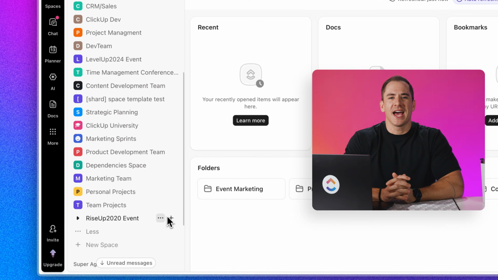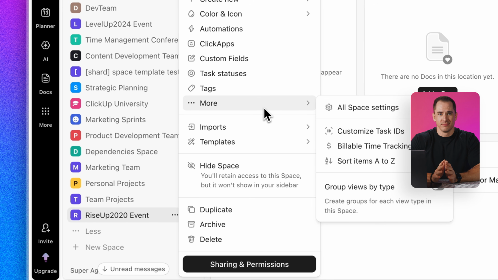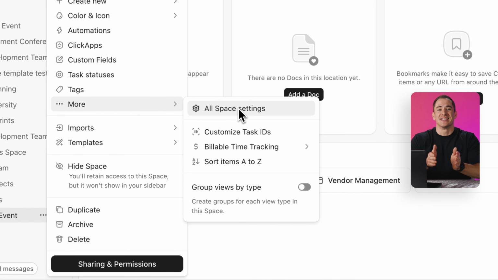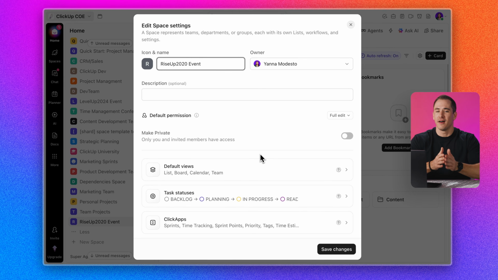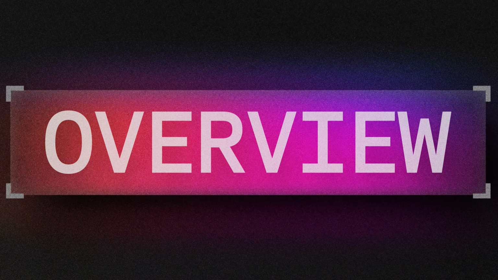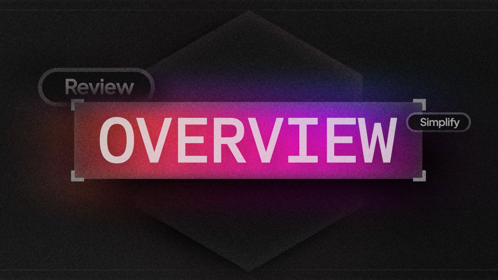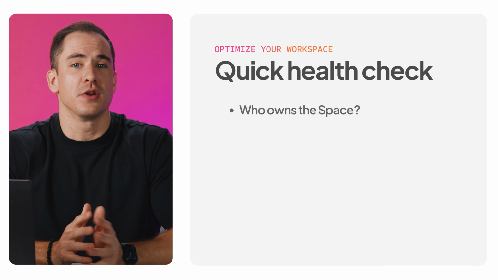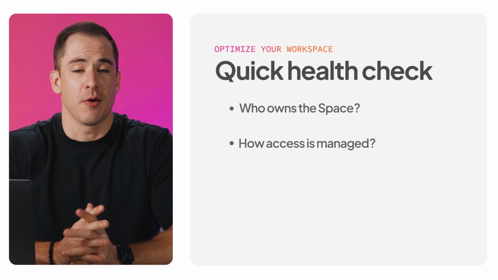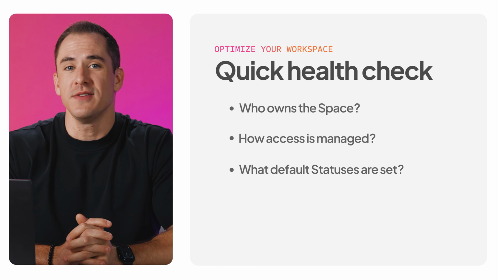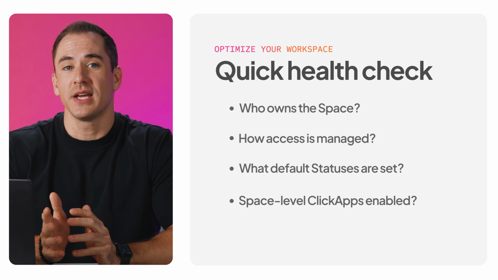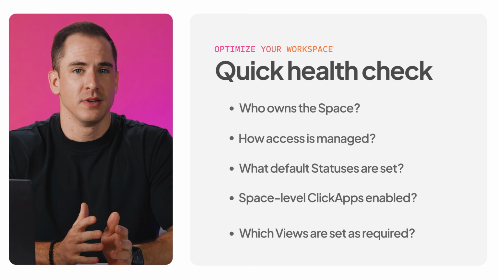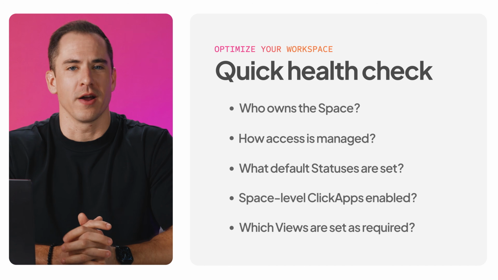We'll start with the best admin setting that no one talks about, space settings. Because this is where you get a quick health check on any space. This gives you an overview of what to review, simplify, and standardize. Think of space settings as an admin's quick health check. From here, you can confirm who owns the space, how access is managed, what default statuses are set, which ClickUps are enabled at the space level, and which views are set as required.